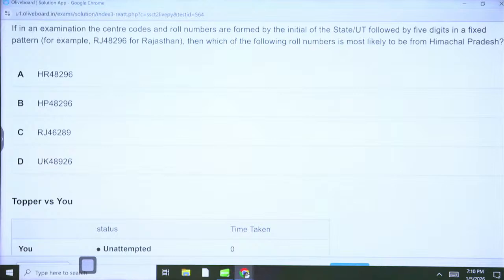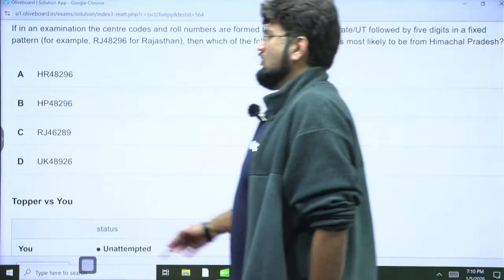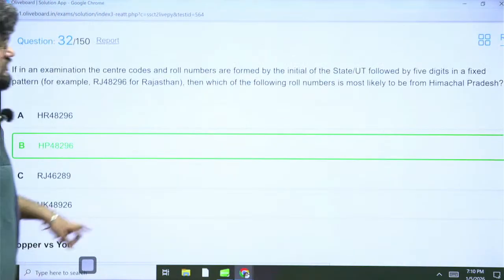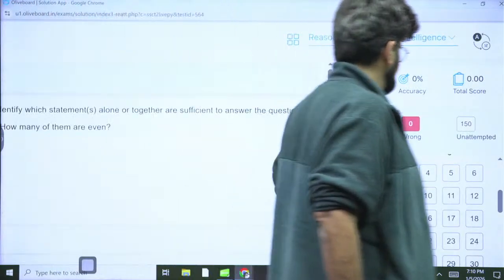Okay, it's a simple question. The first 2 letters are the letter codes for the states or union territory. So if RJ 48296 is for Rajasthan, which of these are probably from Himachal Pradesh? I think it's quite clear: HP, option B is the right answer. Yeah, this is 16 seconds. So good save in the very next question.